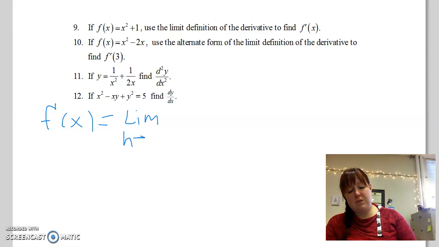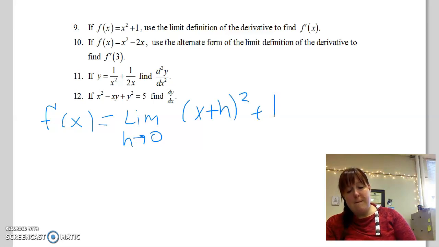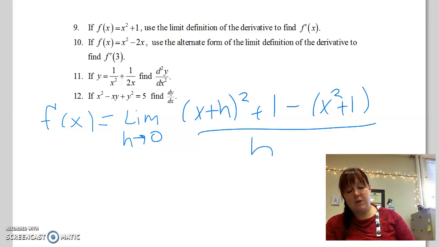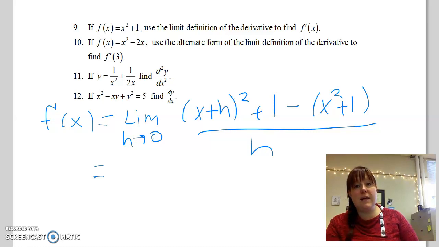As h approaches 0 of f of x plus h. So anywhere there's an x, we change it to x plus h. So x plus h squared plus 1 minus f of x, which is x squared plus 1 all over h. So since we haven't taken the limit yet, we have to rewrite the limit again, right? Until we take the limit, you have to write that you're taking the limit every time.